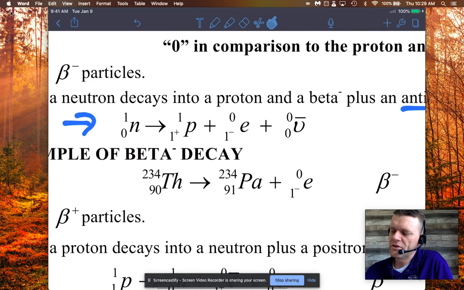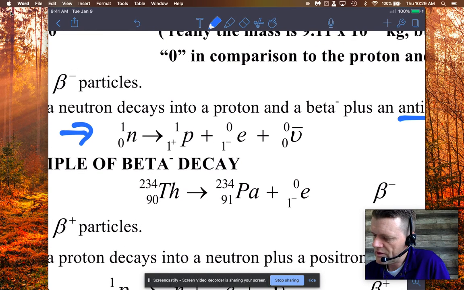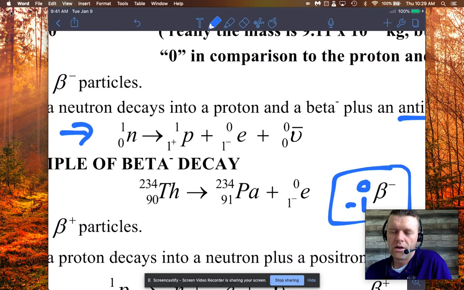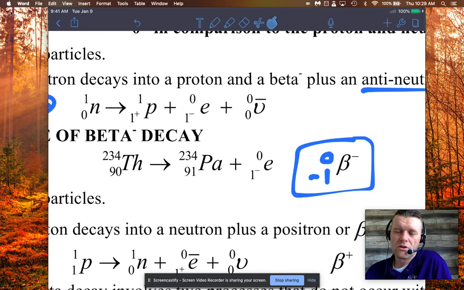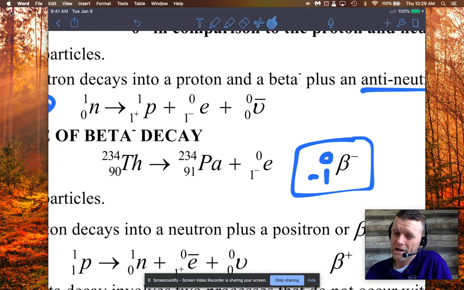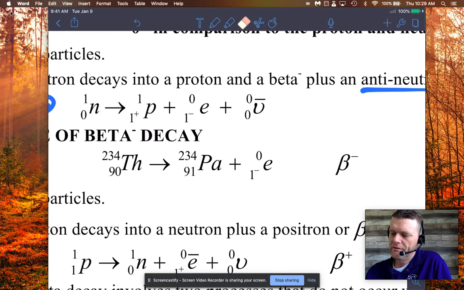Now, I've also seen it written like this. Usually you'll put it as a 0, -1 beta, like this. They'll use the Greek letter beta instead of e for electron. So be prepared for that. You might see both, but it's very easy to identify a beta negative decay.